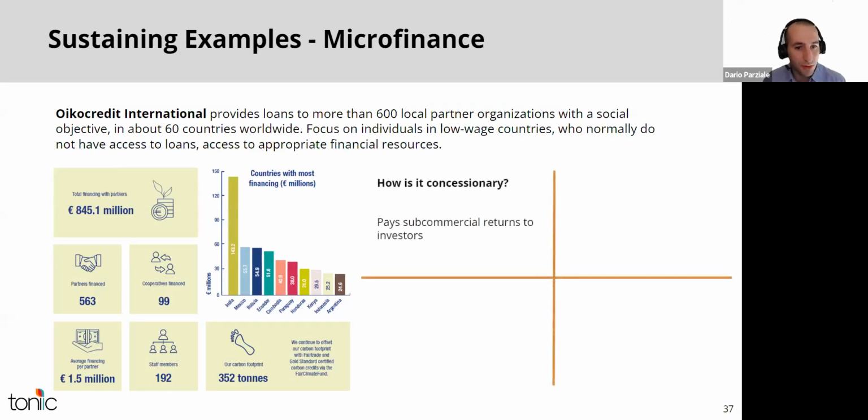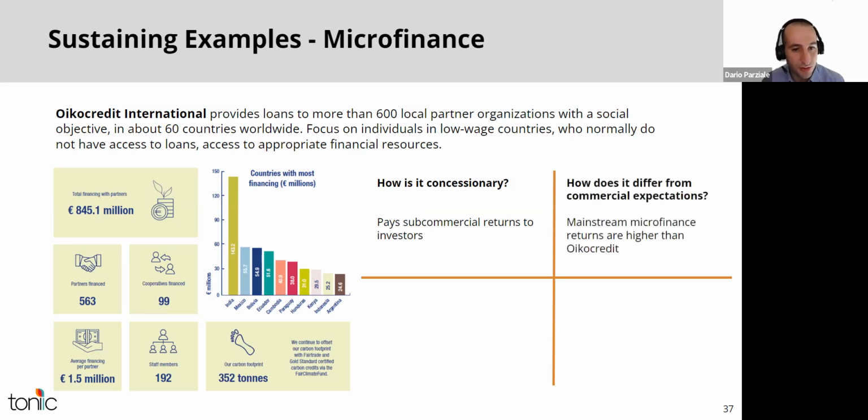It is concessionary because it pays sub-commercial returns to its investors. It generates typically a few percentage points. They vary from country to country, and you can check in your country how much they paid, but it's typically just a few percentage points. And it differs from commercial expectations because the mainstream microfinance returns are higher than what Credit offers.